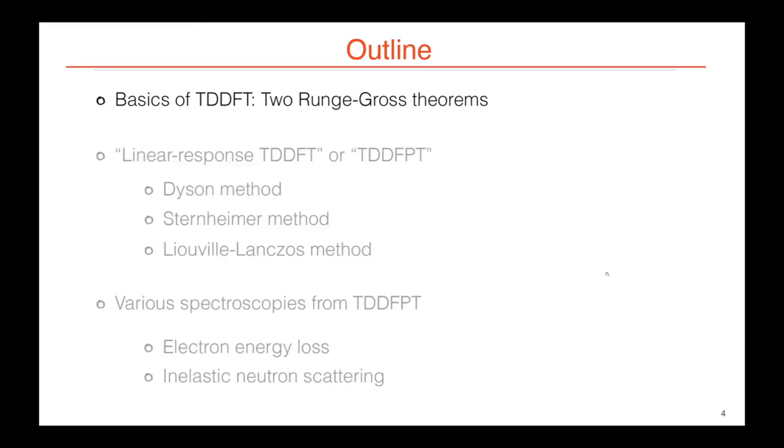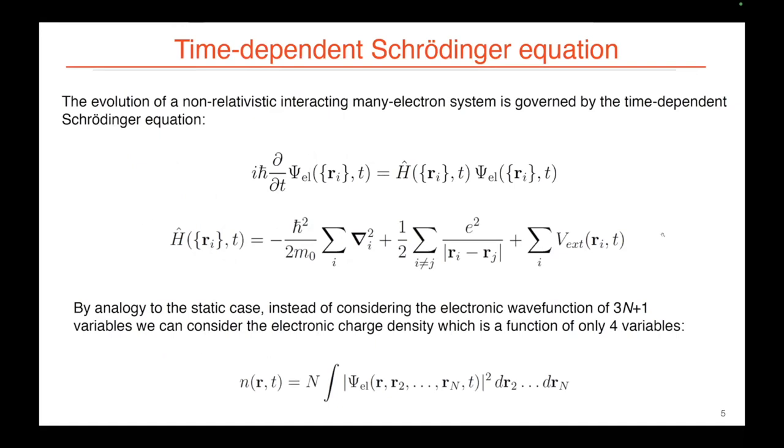Now we're talking about the time-dependent Schrödinger equation. It is similar to the static Schrödinger equation, but now we also introduce the time variable. The equation is written at the top: on the left we have the change of the electronic wave function over time, the partial time derivative, and on the right we have the action of the Hamiltonian of the system on the wave function. Notice that the wave function and Hamiltonian depend not only on the positions of electrons r_i, but also on time t. The Hamiltonian is defined on the second line, where we have the usual kinetic term, the electron-electron interactions as the second term, and the third one is the external potential, which is also time dependent.